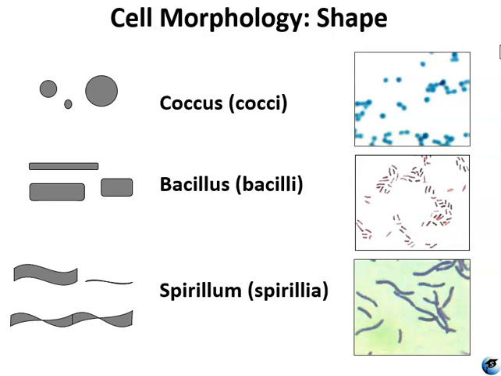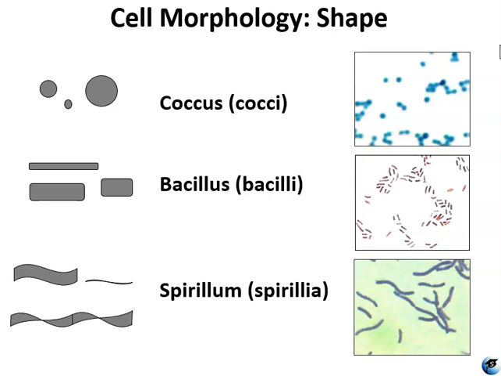Cell morphologies are a lot more specific and a lot more difficult to observe because now you're not looking at a huge aggregation of cells. Now you want to look at individual cells, right? So the first thing you're looking for is shape, and then the second part we'll talk about in a minute is arrangement.